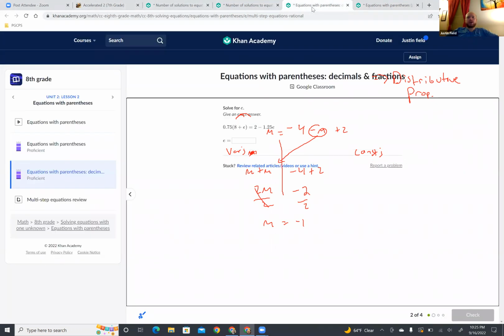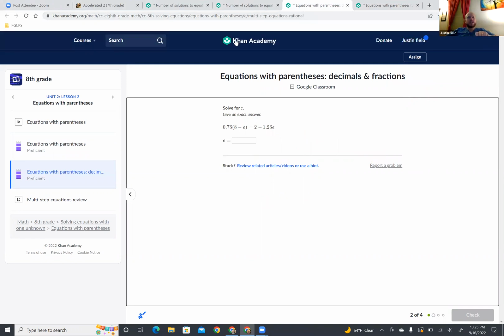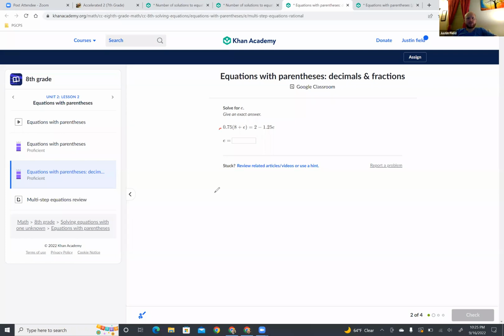So now let's move on to equations with parentheses, fractions, and decimals. Don't be afraid of fractions. Fractions are your friend. Okay, so let's multiply by 0.75. So 0.75 times 8 is 6. 0.75 times e is 0.75e. We're not going to try to do anything. And then 2 minus 1.25e is on the other side.